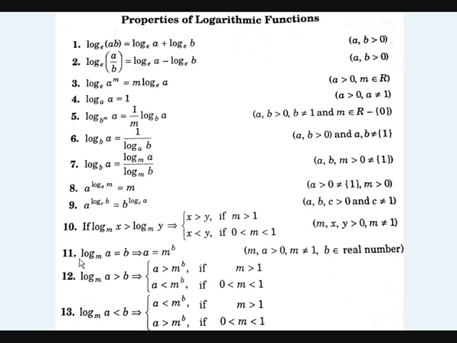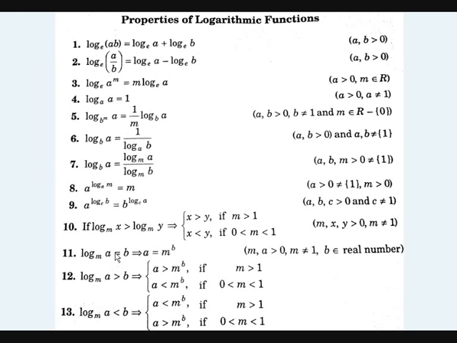Okay, now the 11th property. The 11th property is that if there is a logarithm of value b, meaning log A base m equals b, then if we convert that into exponent form, it becomes A is equal to m power b. The base of the logarithm becomes the base of the exponent, and the value of the logarithm becomes the power. Here, as always, m is greater than 0 and the base should not be equal to 1, m not equal to 1. The power should be real, b belongs to real numbers.